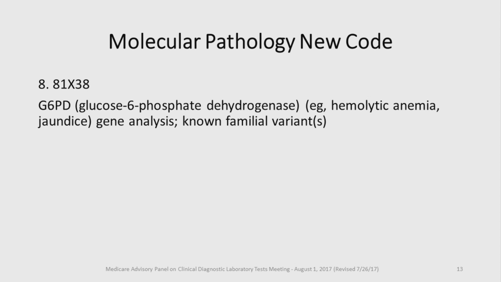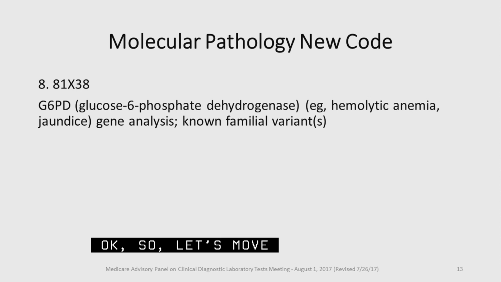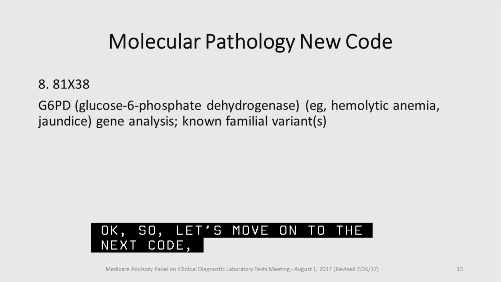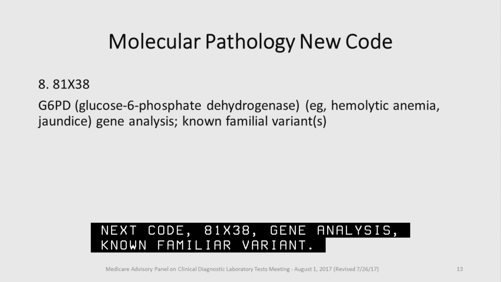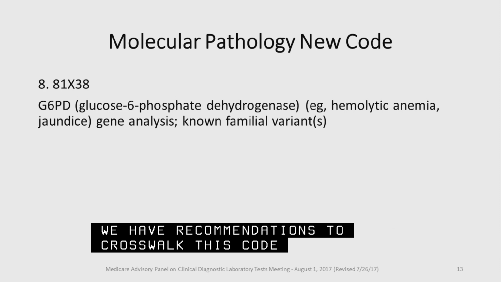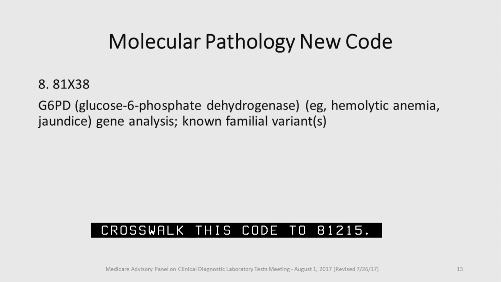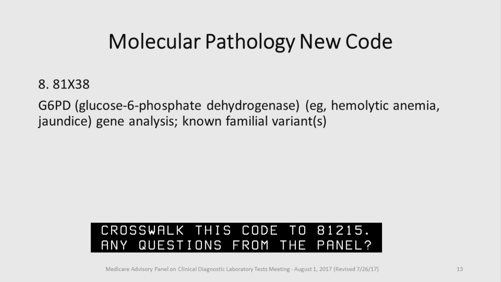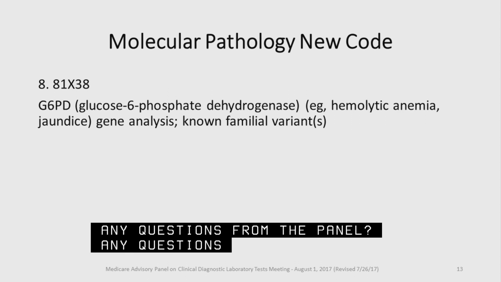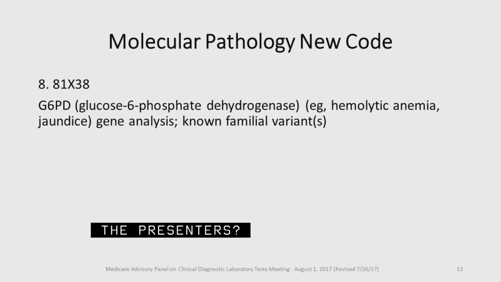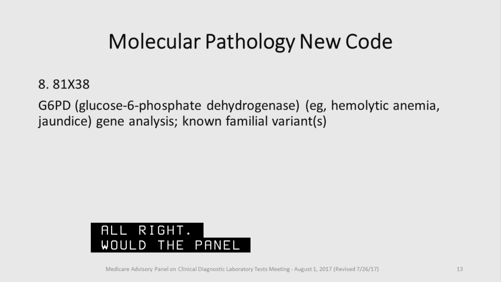Okay, so let's move on to the next code, 81X38, G6PD gene analysis, known familial variance. So we have recommendations to crosswalk this code to 81215. And any questions from the panel? Any questions from the panel to the presenters? All right. Would the panel please cast your ballots?